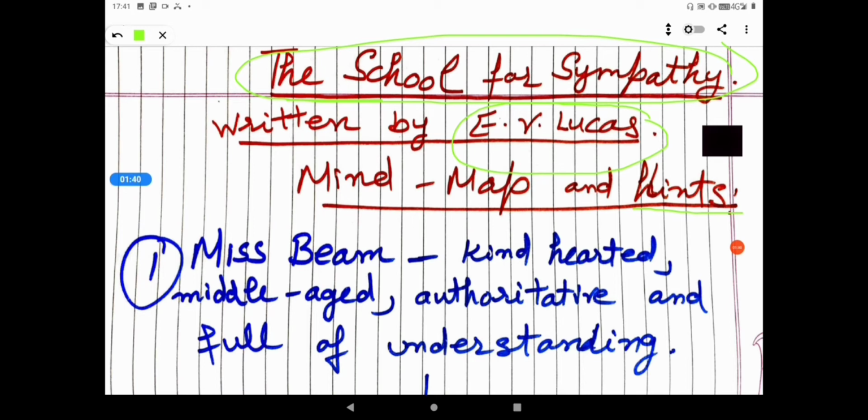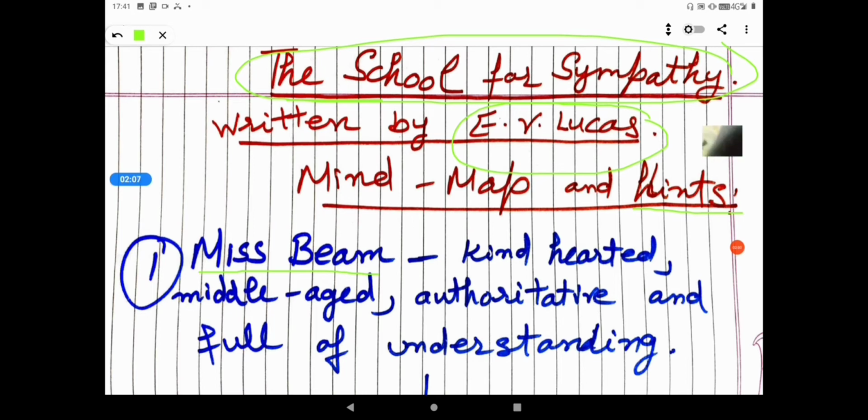First of all, we have to understand the story. The main character in the story is Miss Beam and she runs a school. Name of the school is The School for Sympathy. The theme of the lesson revolves around the title. Let us now see what were the characteristics of the school and also Miss Beam.